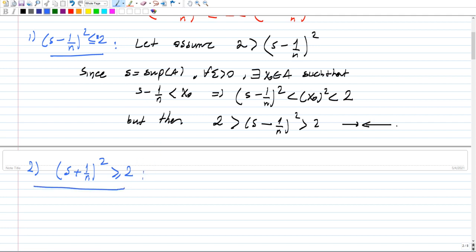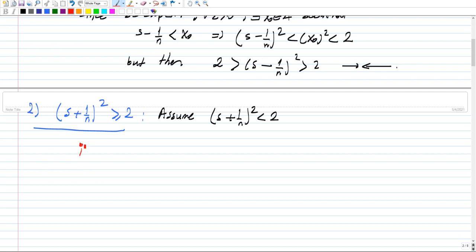Okay, we have several steps. First, we are going to assume otherwise. First, assume S plus 1 over n square is less than 2. It is our main assumption. Now we have several steps. First, assume S is rational.